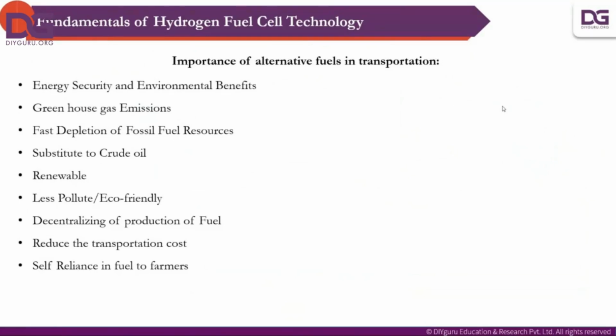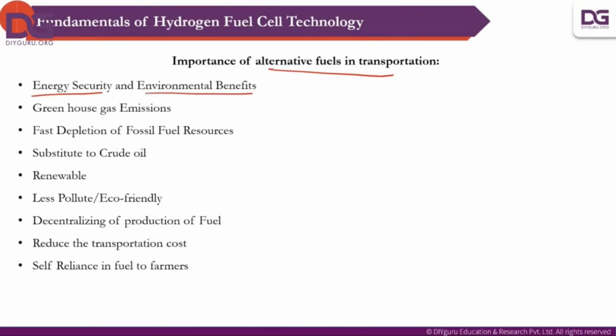So up to now we have seen how to generate the hydrogen. We have not used hydrogen in any technology in our slides. So let us discuss some of the importance of why we are moving towards alternative fuels in our transportation. The first is energy security. Energy security means we have enough resources for hydrogen. We have seen abundant hydrogen is available, and we have a green or renewable process to generate hydrogen also. And environmental benefits are also good if we use green hydrogen.